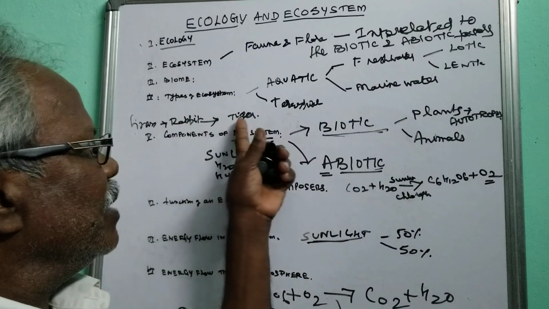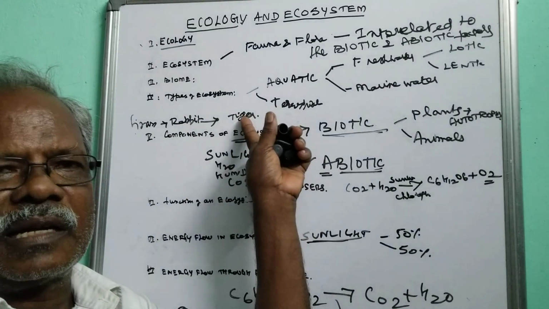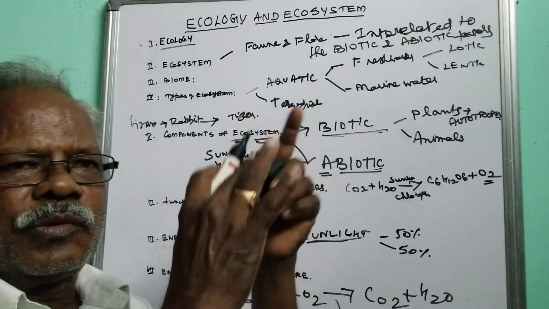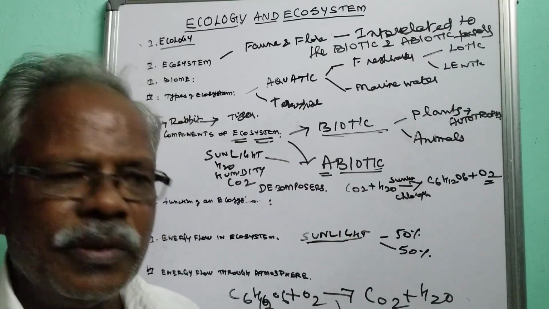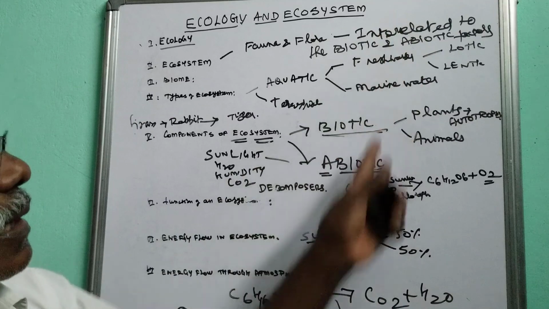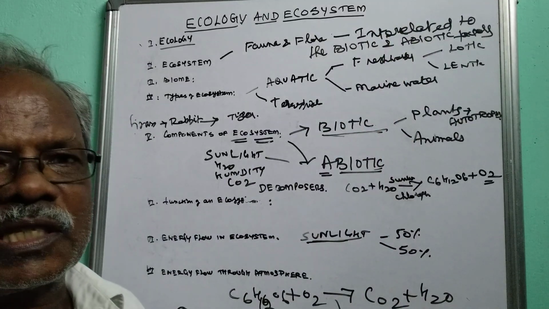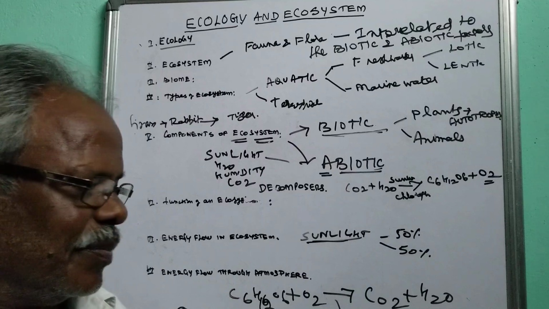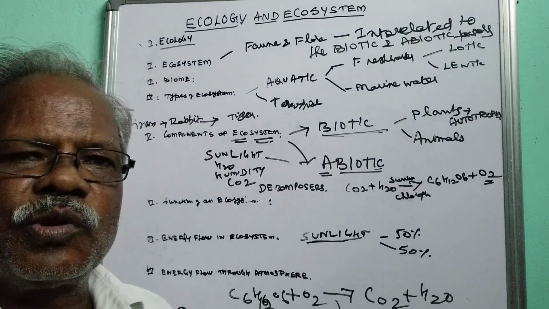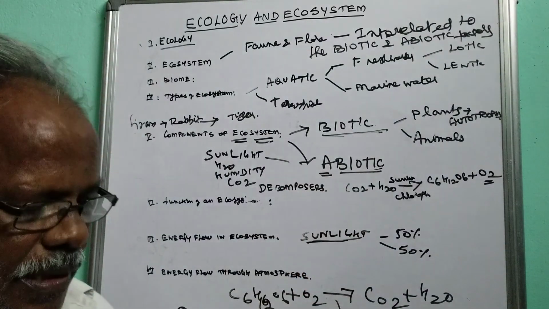The interconnection between one habitat and another is called a biome, and one thing interconnected with another is called a food web. So these all come under ecology and ecosystem. The biodiversity and other things we'll see in the next topic. With this, we conclude this ecology and ecosystem.